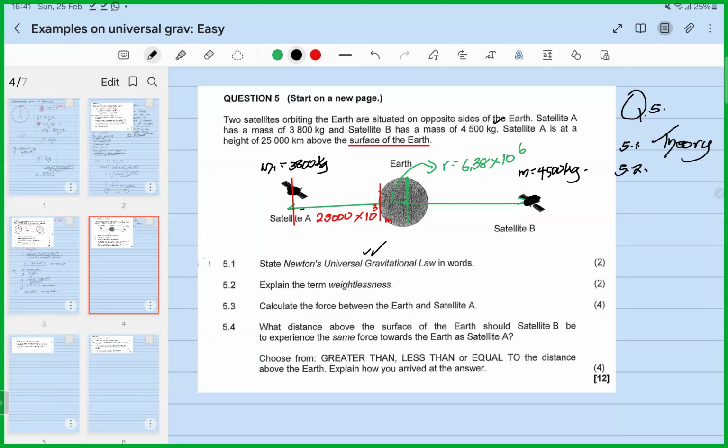Anybody wants to describe what weightlessness would be? When does an object experience weightlessness? So isn't it when the object's in free fall and the only force is gravity? Actually, no. Weirdly, an object will experience weightlessness when the gravitational force acting on it is zero. And when can a gravitational force be zero? Let me talk about this because this is where the questions get difficult.